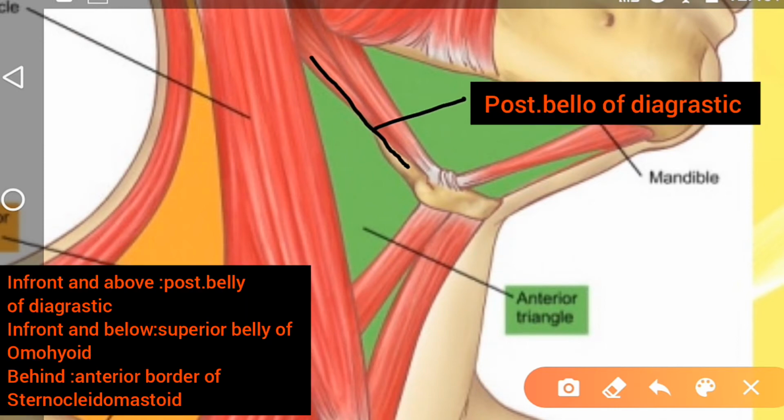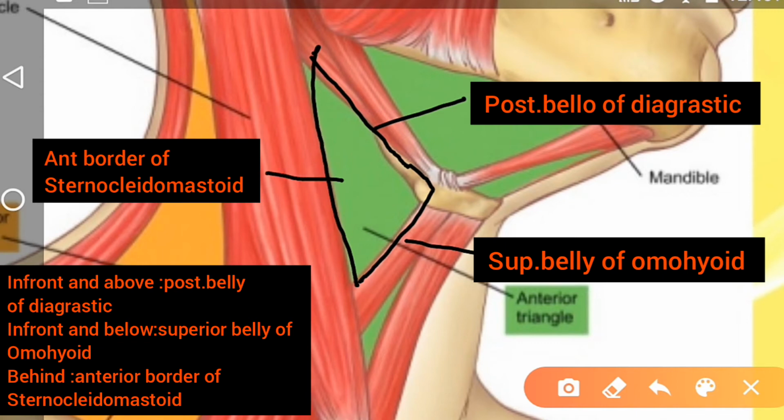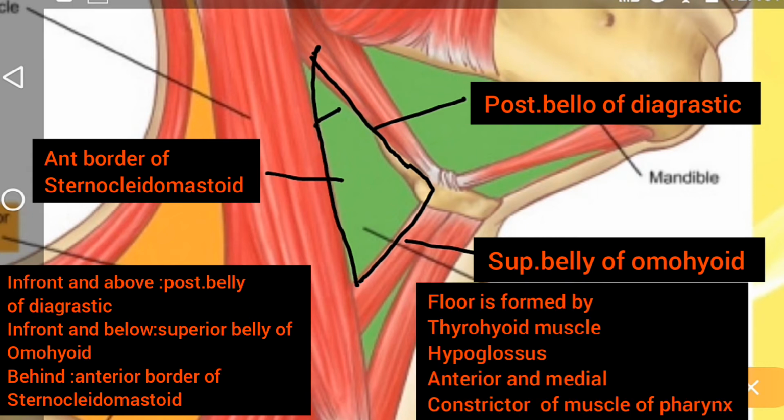Also in front and below is the superior belly of the omohyoid muscle, and behind is the anterior border of the sternocleidomastoid. The floor is formed by the thyrohyoid muscle, hyoglossus muscle, and the inferior and middle constrictors of the pharynx.